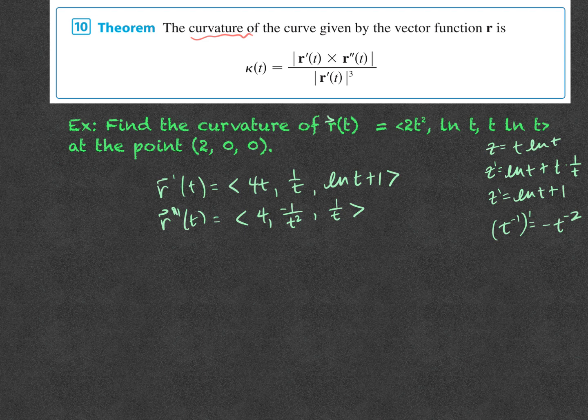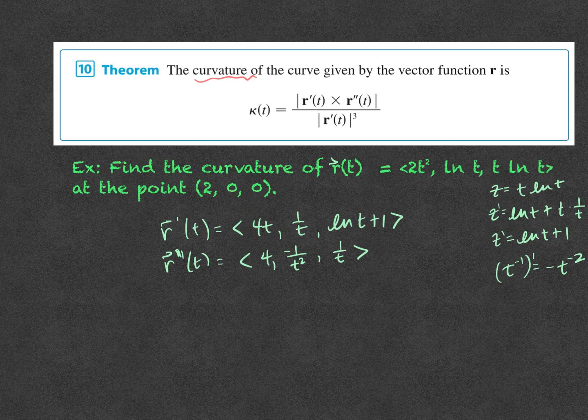We have to find the cross product, and we're supposed to find it at the point (2, 0, 0). So think about this. Since the first component is 2t squared, then t probably is 1. If I plug it into each of the components, it makes it true. Therefore, t is going to be 1. So let's find r prime of 1 to be (4, 1, 1), since the natural log of 1 is 0, plus 1 is 1. And the second derivative at 1 to be (4, -1, 1). Hopefully that makes sense to you.